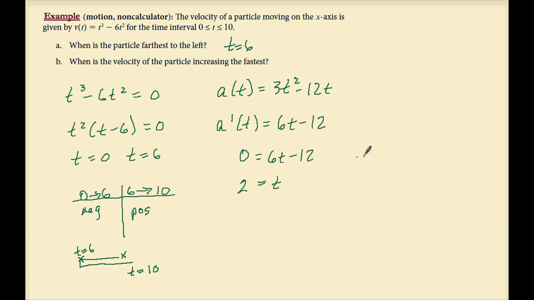So let's use the candidates test to determine when acceleration was maximum. We'll check t equals 0, t equals 2, and t equals 10. At t equals 0, acceleration was 0. At t equals 2, acceleration was negative 12. And at t equals 10, acceleration was 180. So at 10, acceleration was maximum. And that's when the velocity of the particle was increasing the fastest.